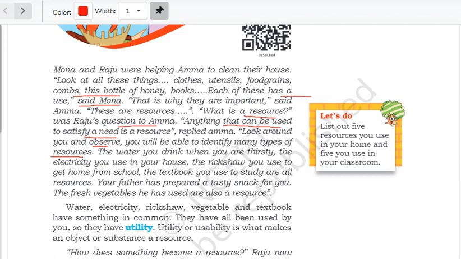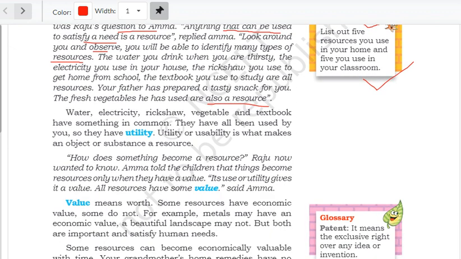The water you drink when you are thirsty, the electricity you use in your house, the rickshaw you use to get home from school, the textbook you use to study are all resources. Your father has prepared a tasty snack for you. The fresh vegetables he has used are also a resource. Let's do: list out 5 resources you use in your home and 5 you use in your classroom. You can do this activity.